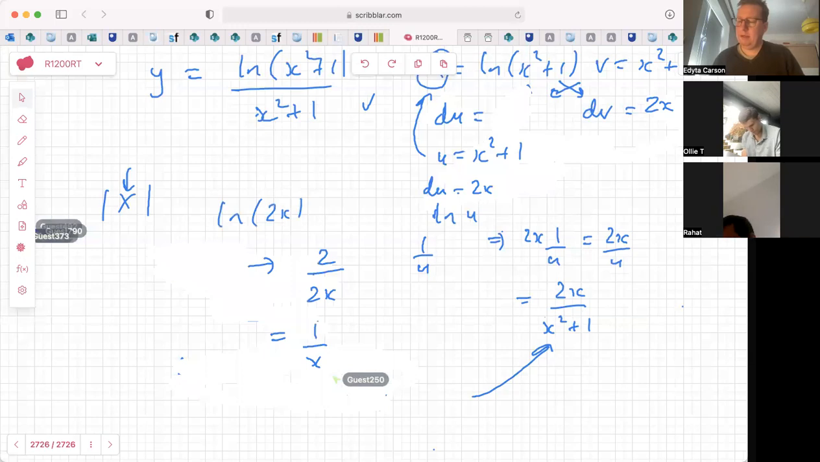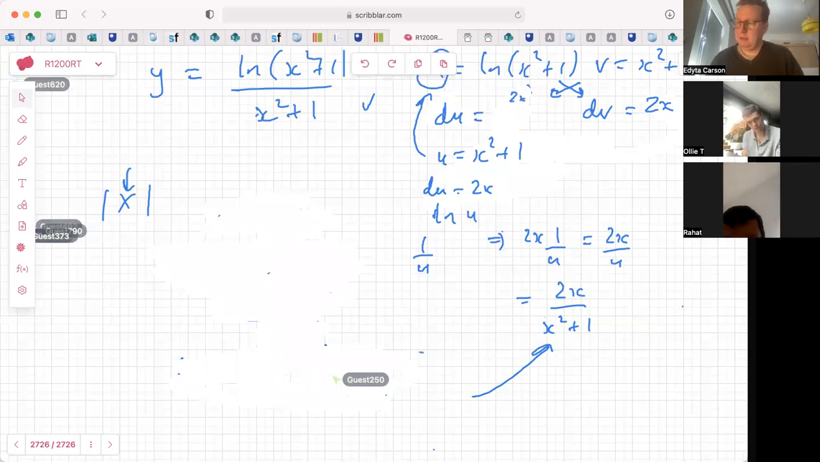Okay. So now we do a little cross thing. We're going to do vdu, but minus because it's a division. So let's put du in here at the top: 2x over x squared plus 1. Let me change the color here to freshen it up. So v du will be x squared plus 1 times, oh look, there's a nice cancellation, 2x over x squared plus 1.